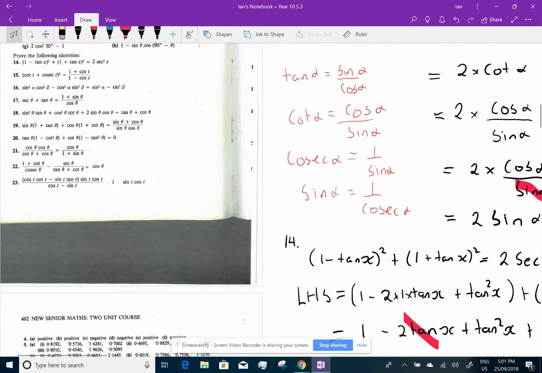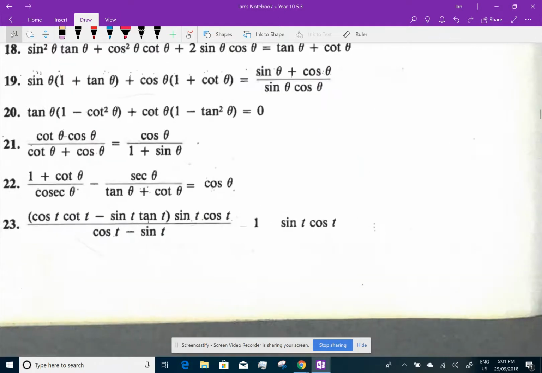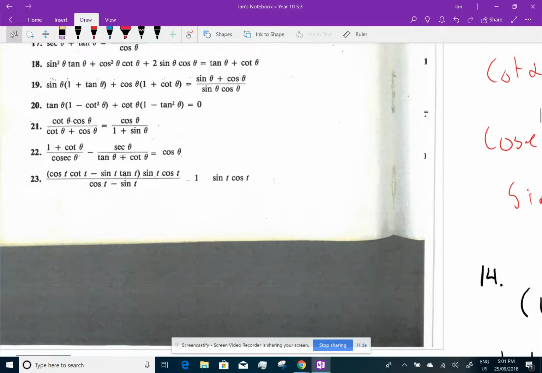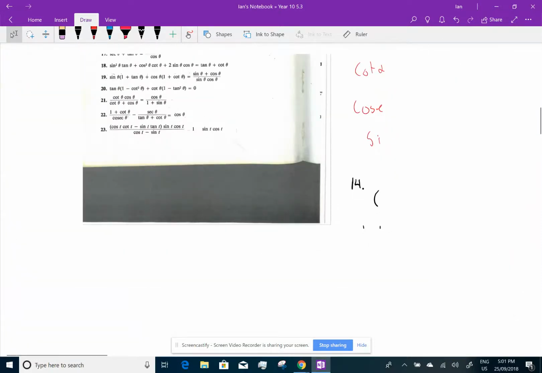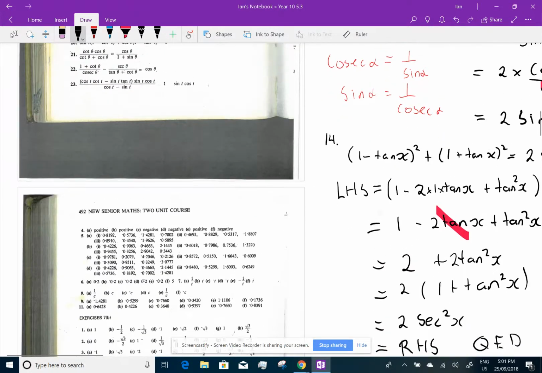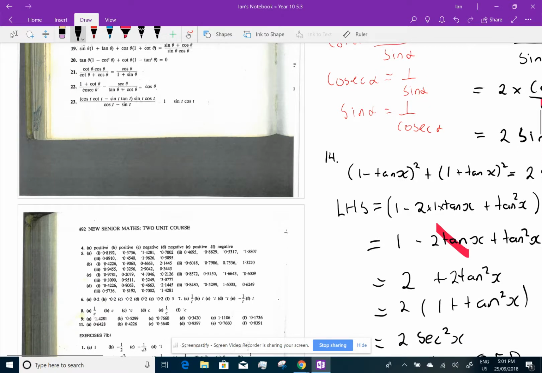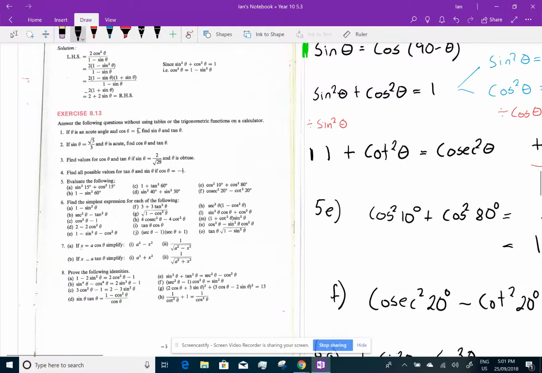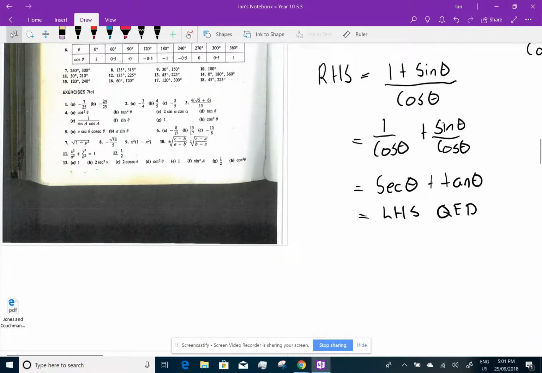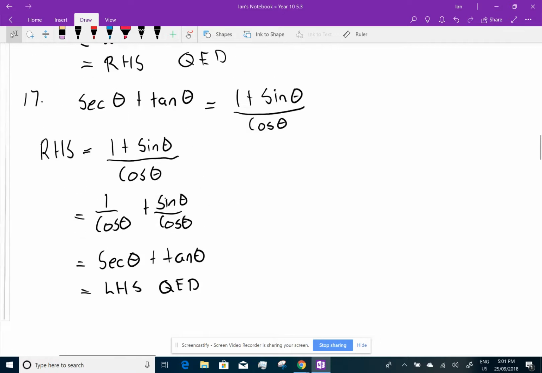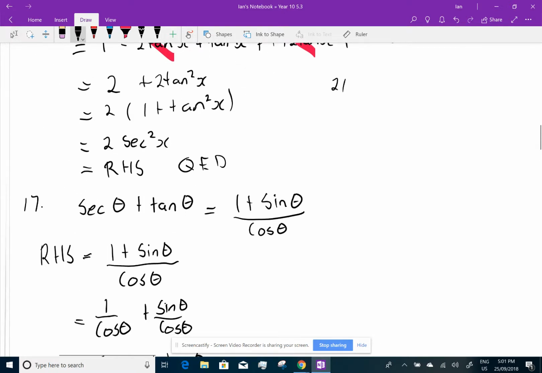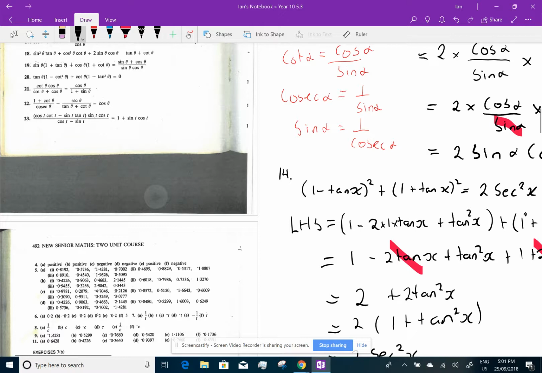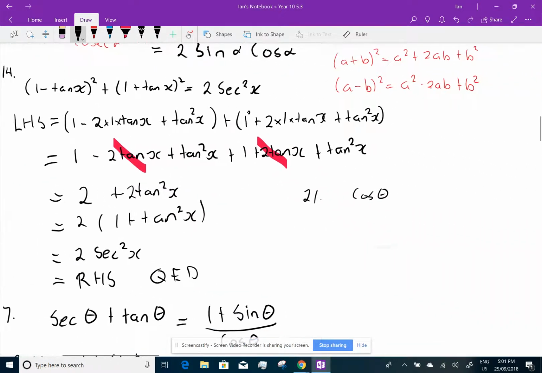Let's have a go at 21. Cot, is there a minus in there? No, it's not. Cot theta cos theta. Okay, so here I go with 21. Cot theta cos theta on cot plus cos. Oh, I'm getting down near the other work. I'm going to finish this up. So here's 21. Cos theta, was it cos or cot? Cot times cos.